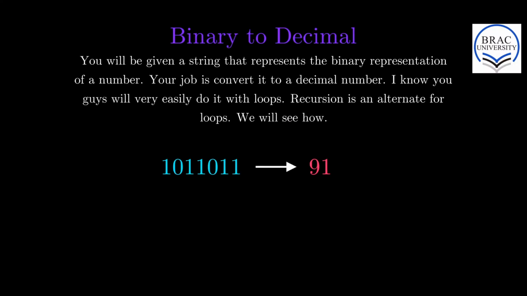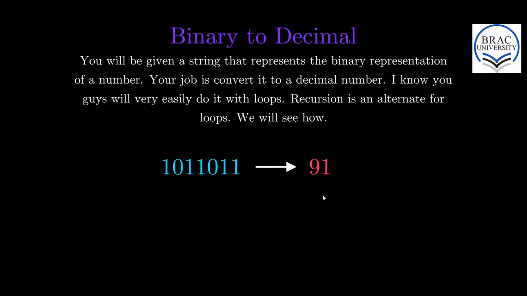You're given a binary representation of a number as a string. On the left side of the arrow we can see that we have a binary number, and then we'll convert this to a decimal number. I know you can easily solve this with loops, but once you learn recursion, you will find that doing this with recursion is much easier. At first, let's try to solve this with loops.